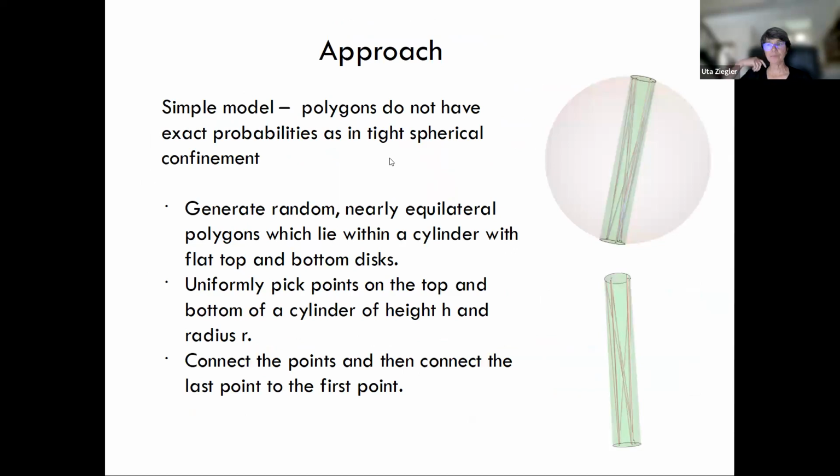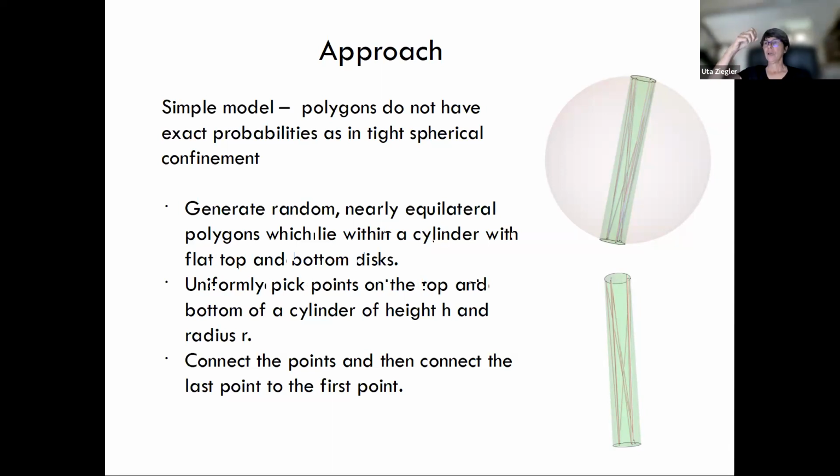So the approach is a very simple model. If you have a radius of confinement which is close to 1/2, just a bit tighter than 1/2, and you have a polygon, then the edges of the polygon need to mostly go back and forth and back and forth. They can slowly move out, but not very fast. And so we use that as our model.